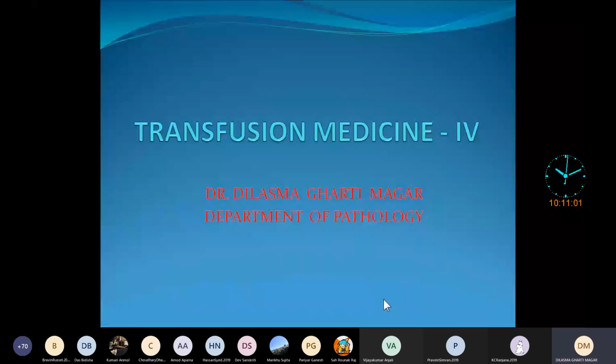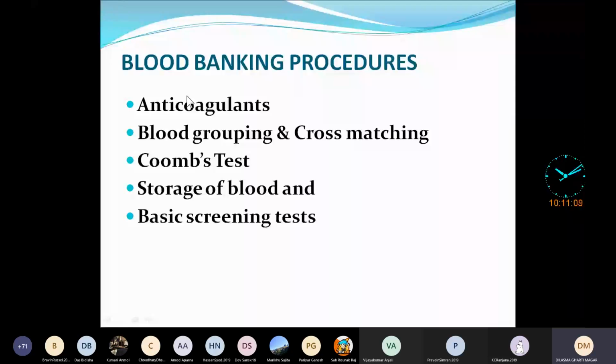So today we'll be discussing the anticoagulants used in blood banking, or in the case of blood bags. Then we will see blood grouping and cross matching, how cross matching is done; the blood grouping part I have already told you. Then the Coombs test, storage of blood, and then the basic screening tests. Basic screening tests we do in the donor, and also in the recipient. So I'll be discussing all these things.